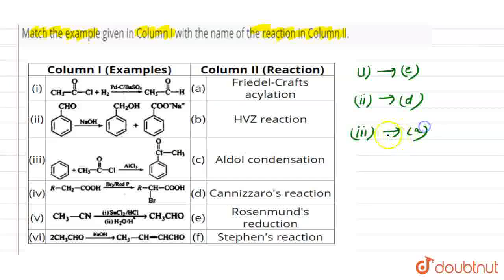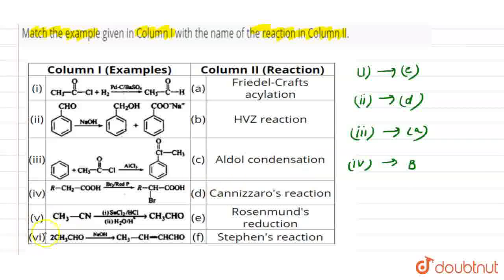Okay, now if we see the next reaction, the fourth one, in which RCH2 C double bond O H, right? This is an acid, and in the presence of red phosphorus and bromine, it gives RCHBr C double bond OH, right? This reaction is known as the HVZ reaction, right? So the correct answer for the fourth one is B here, right? This belongs to the HVZ reaction here.